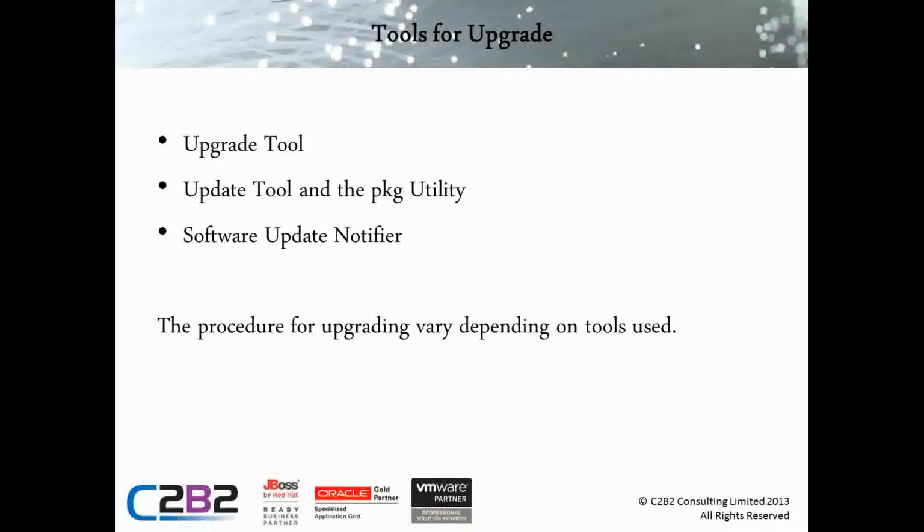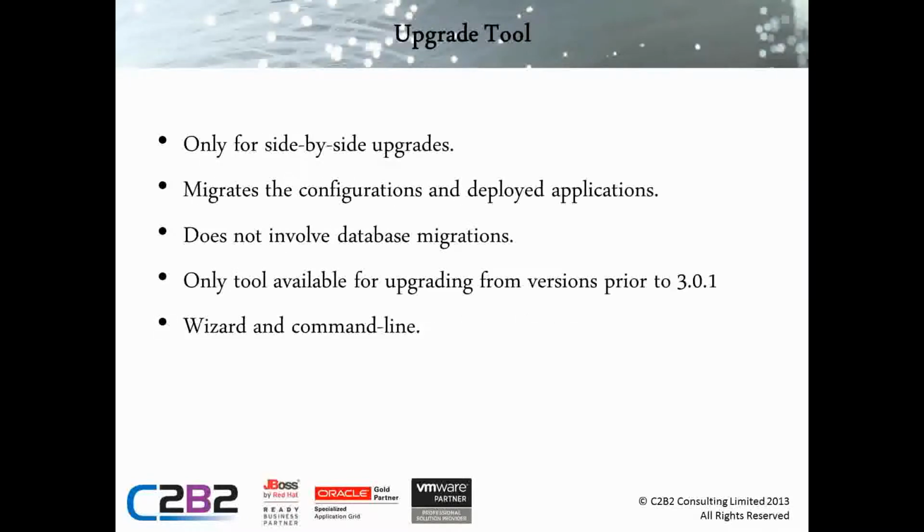There are three sets of tools that can be used. One is the upgrade tool, which is used to perform an in-place upgrade. The other two sets are the update tool and the package utility and the software update notifier. These together are grouped and are called the update center tools. And obviously the procedure for upgrading varies depending on the tools that you decide to use. So let's look at a bit more in detail on each of these tools and how you would use them.